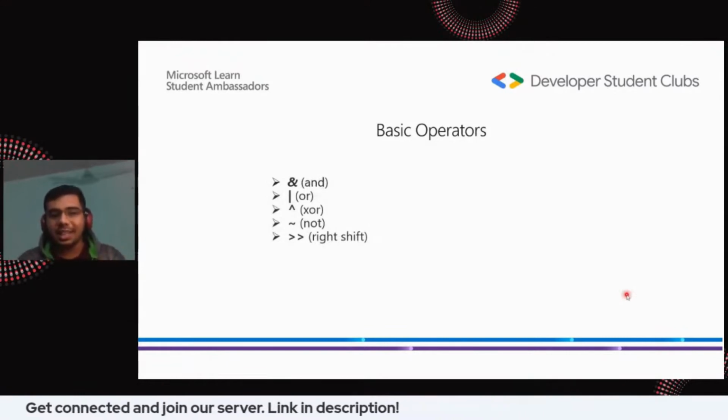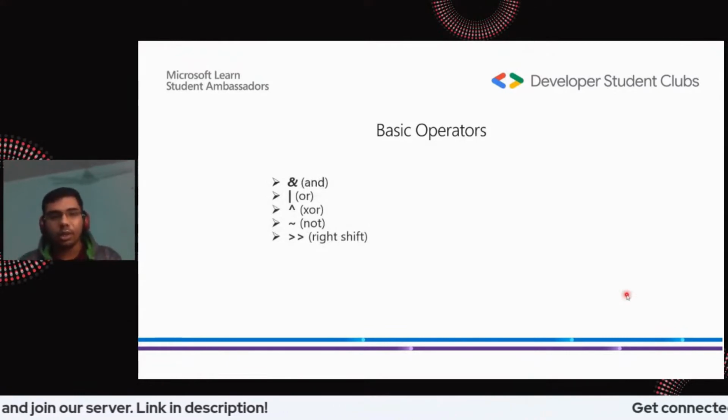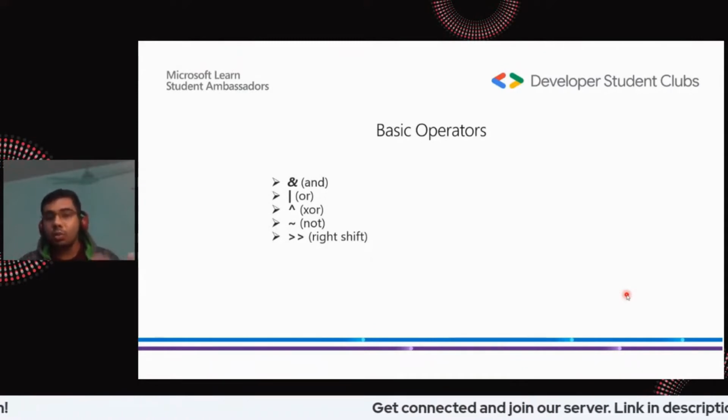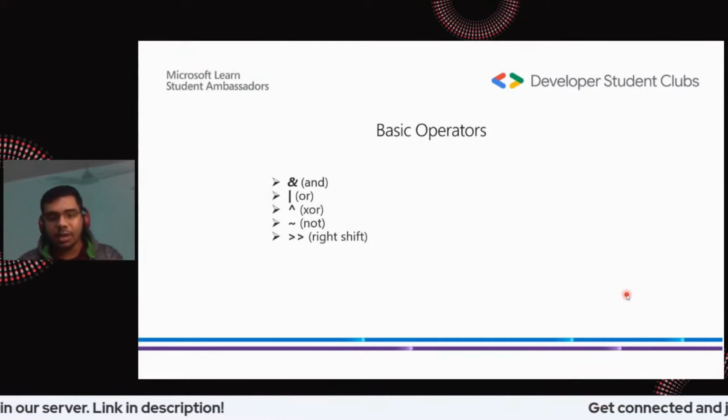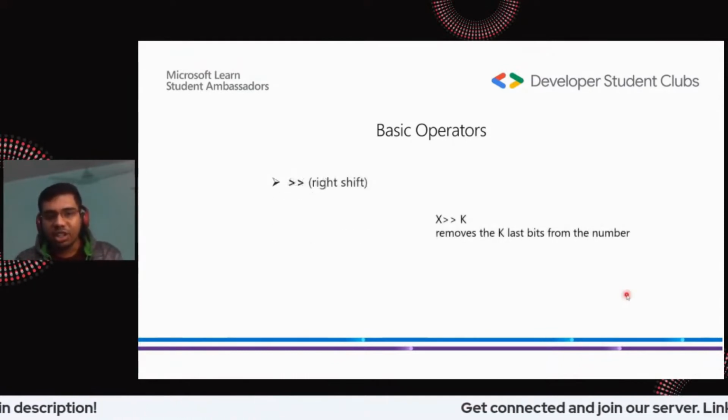The fifth one in the list is one of the important ones that we use most often. There are two types of shifting that come under the basic operators: one is the right shift and the other is the left shift. Let's talk about the right shift first.